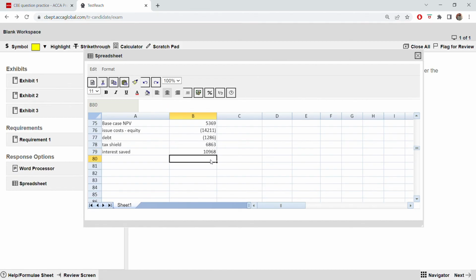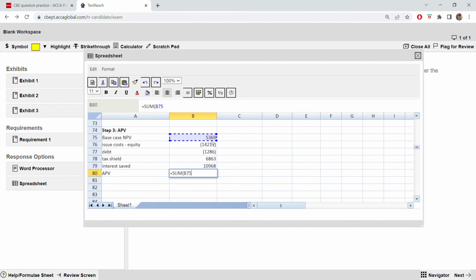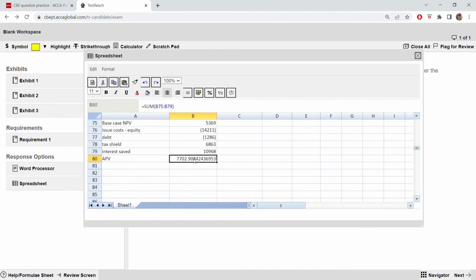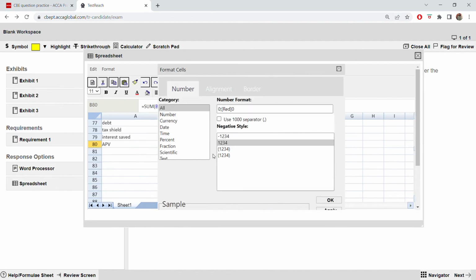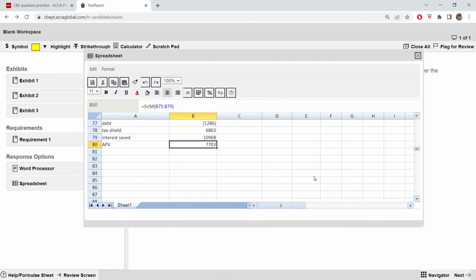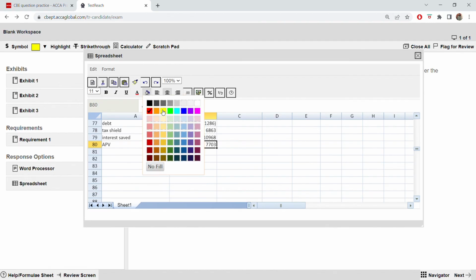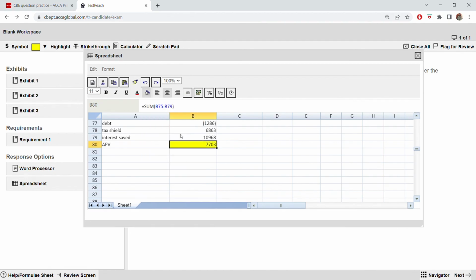And finally, what do you do? That is the APV. But take the sum function. Already the numbers are negative, it will be deducted. Enter. And make sure this is a whole number, so go and format cell, this one, okay, 7703. You see, now I can highlight it because this is the final answer. Makes sense. Just one highlight, so we know this is the final answer.